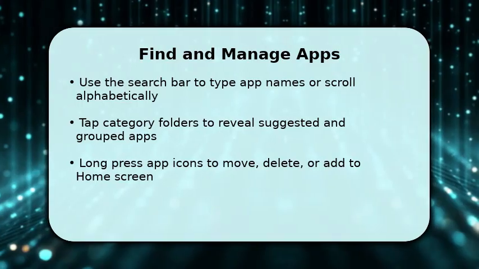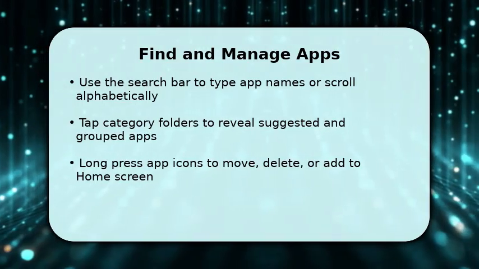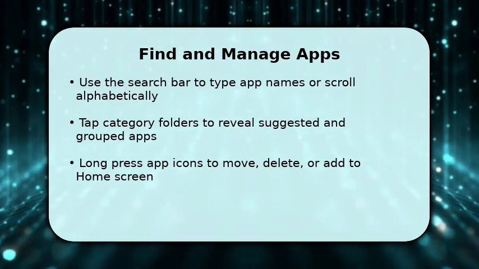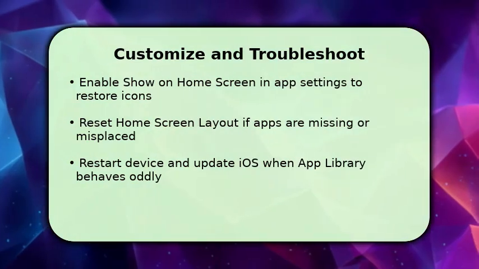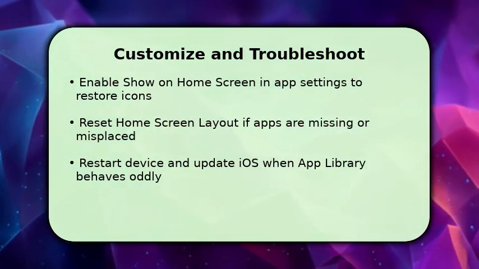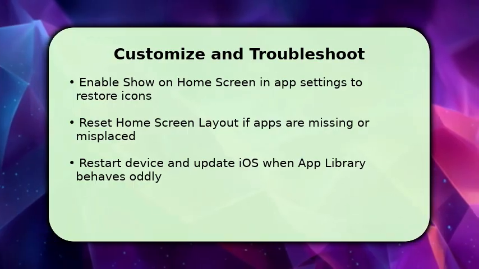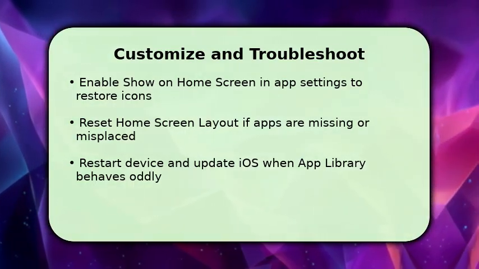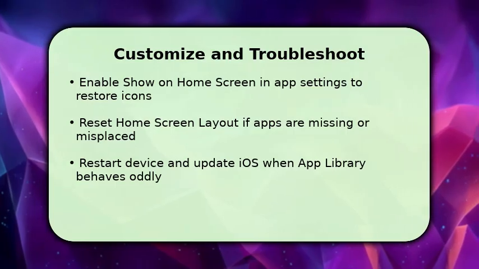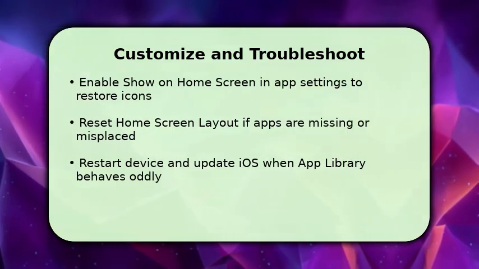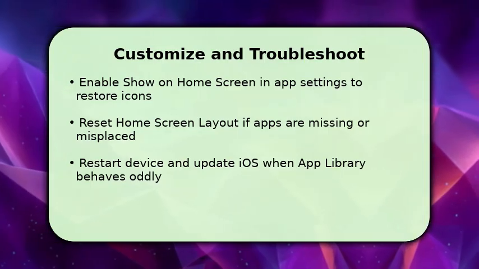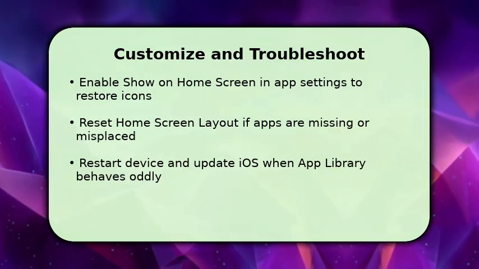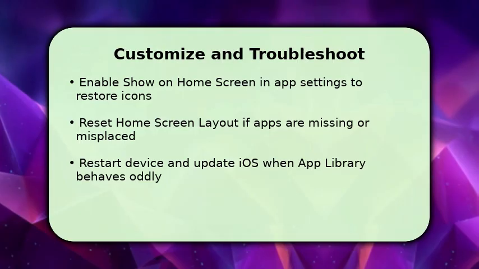Finish by customizing and resolving common issues. You cannot manually reorder categories, but you can restore individual apps by opening settings, selecting the app, and enabling show on home screen if available. If many apps are missing, go to Settings, General, Reset Home Screen Layout to return icons to default placements. If the app library is unresponsive, restart your device and install any pending iOS updates.